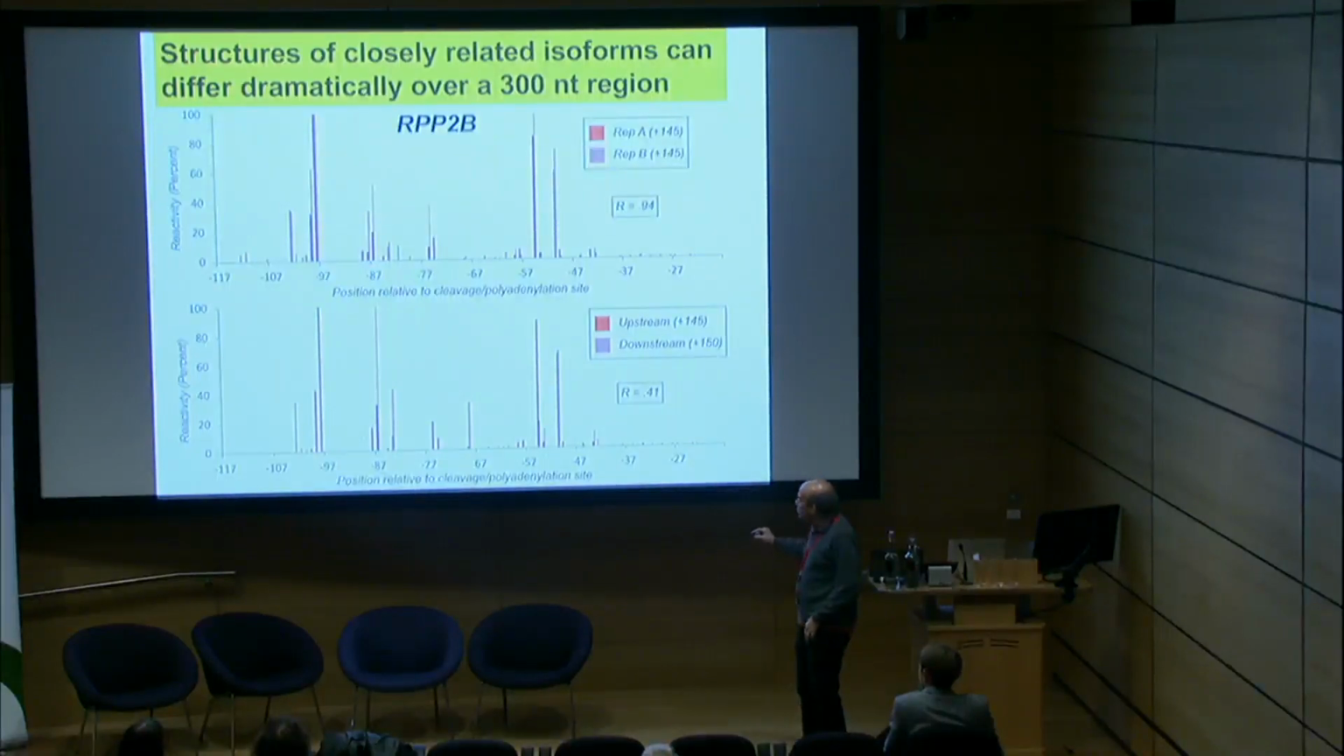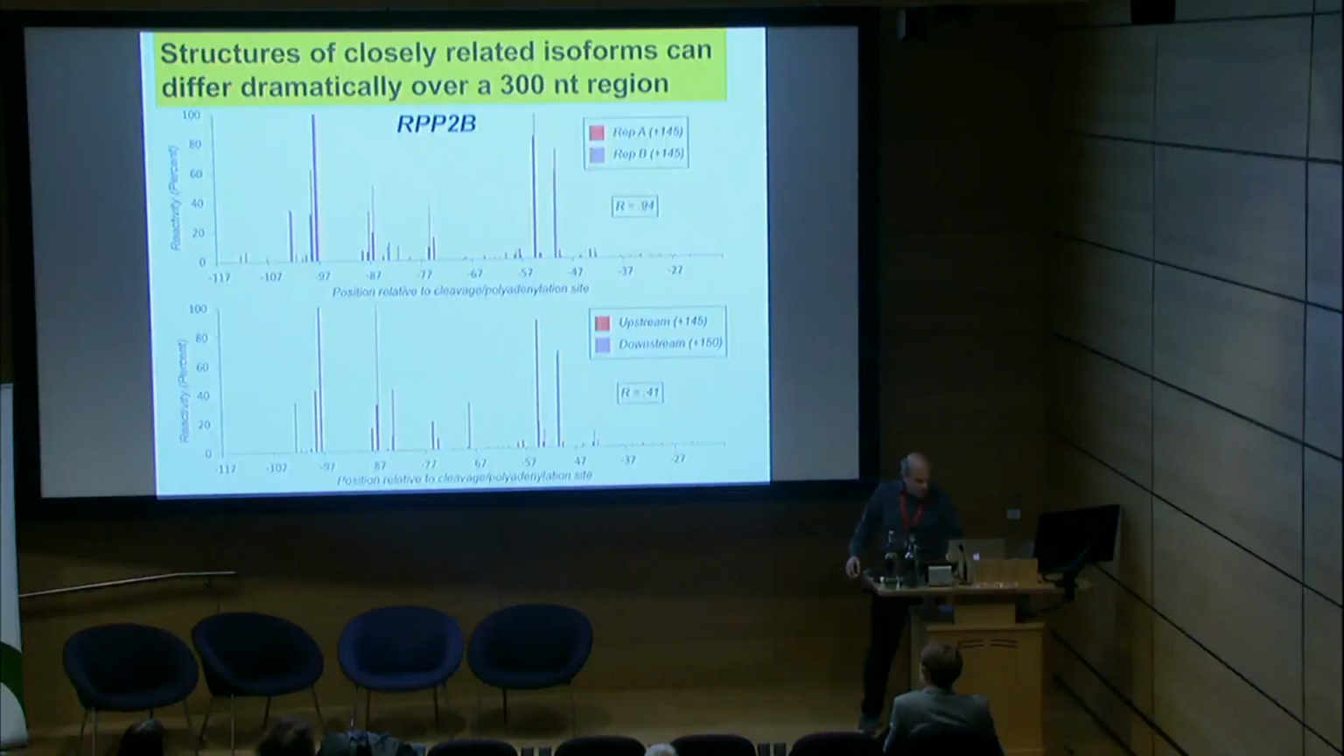You see lots of reds with no blues, blues with no reds. The correlation is 0.41. And in fact, we have cases that are even a lot worse than that. So that says that closely related isoforms can have dramatic structural differences.